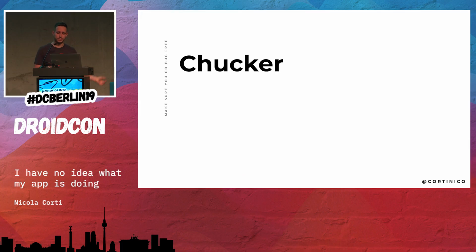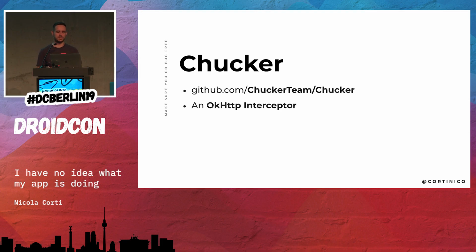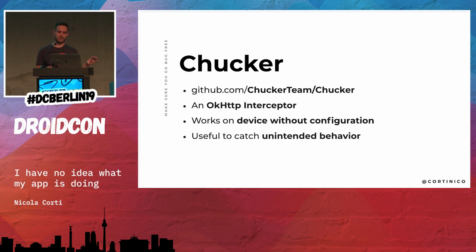It's called Chucker. It's open source. It's on GitHub. This is still a proxy, but works on another layer. It's basically an OkHttp interceptor. And it works on device without any sort of configuration. It's just a library that you plug in. And again, it's useful to catch unintended behavior.